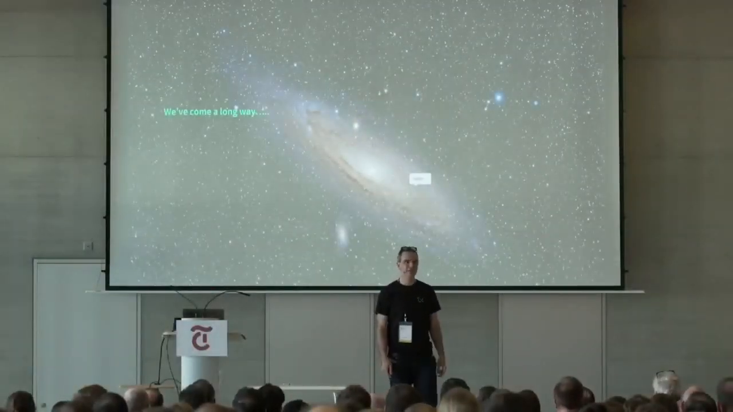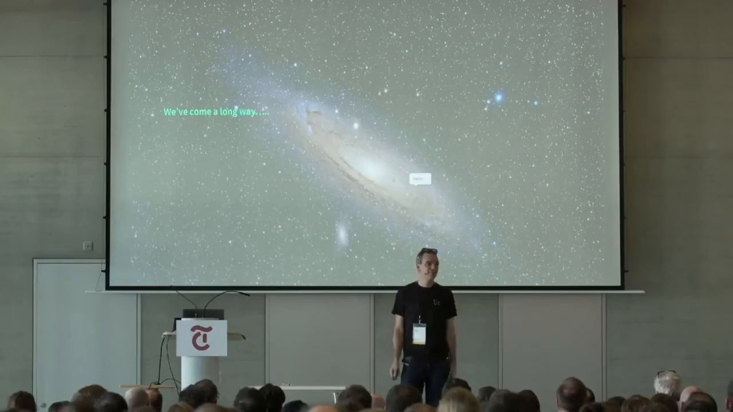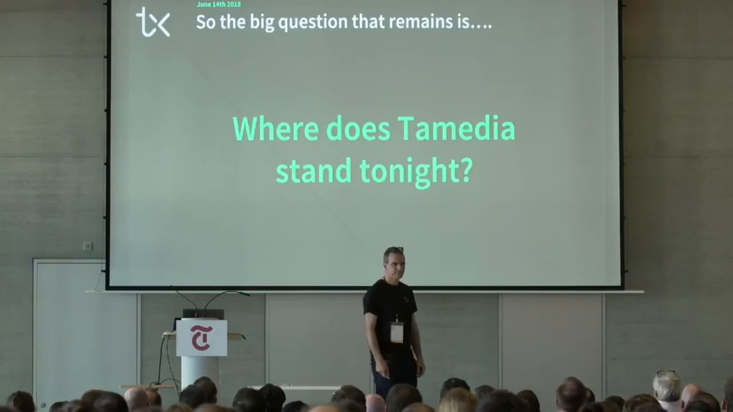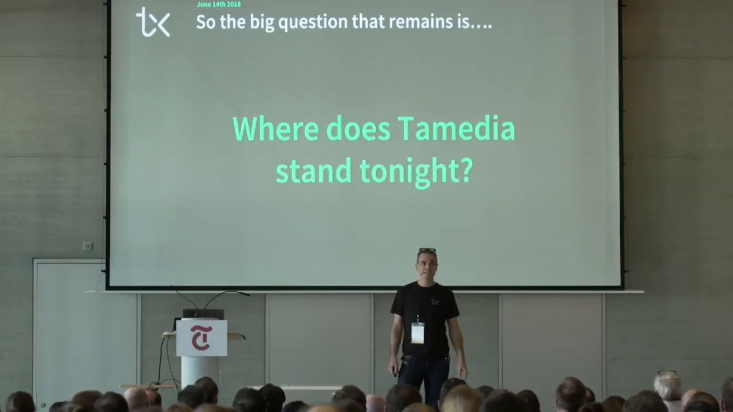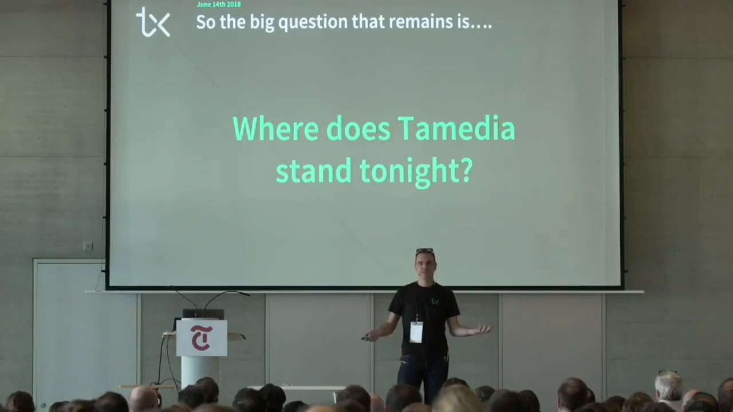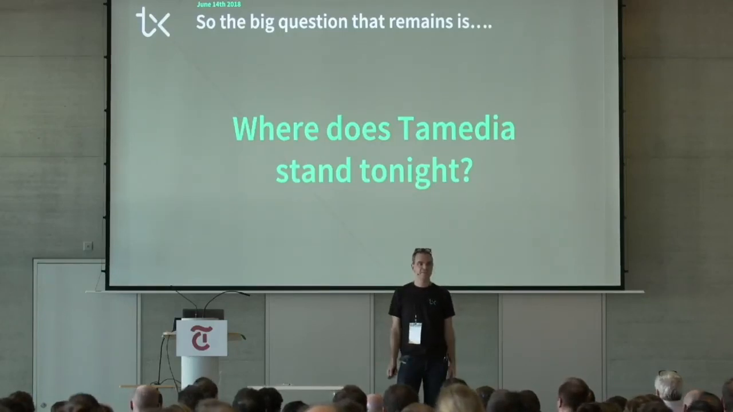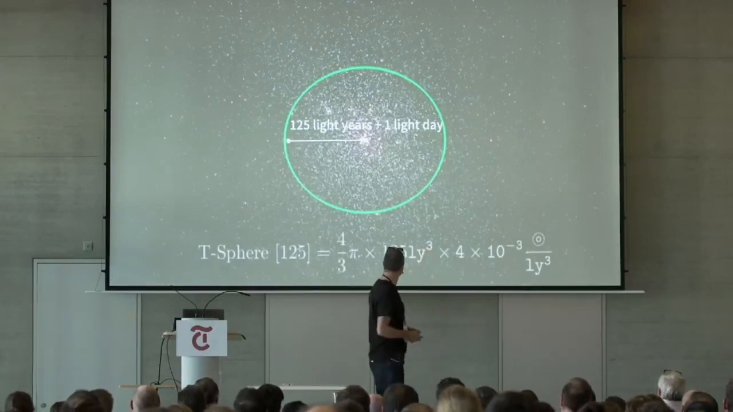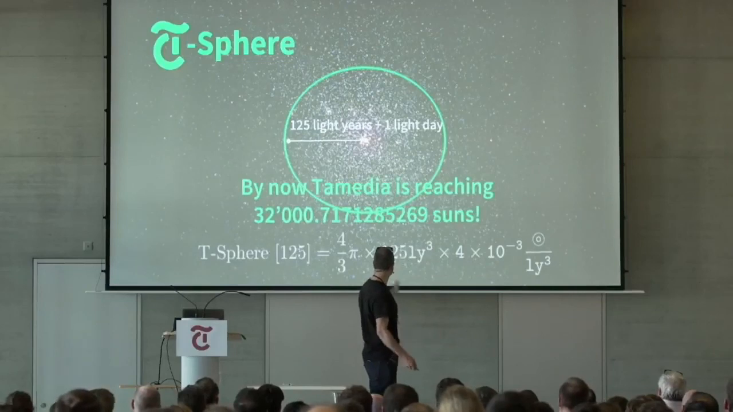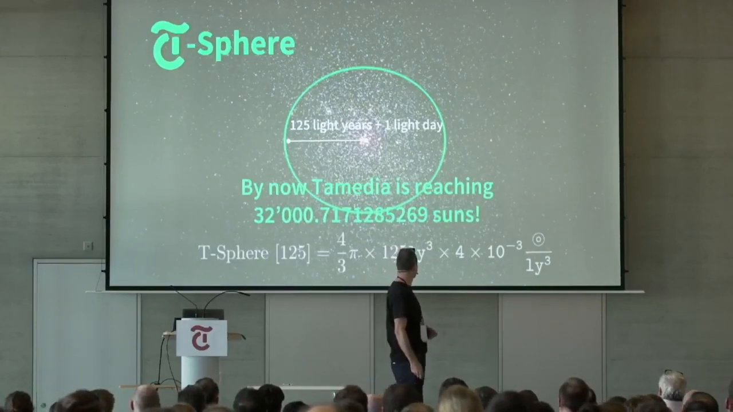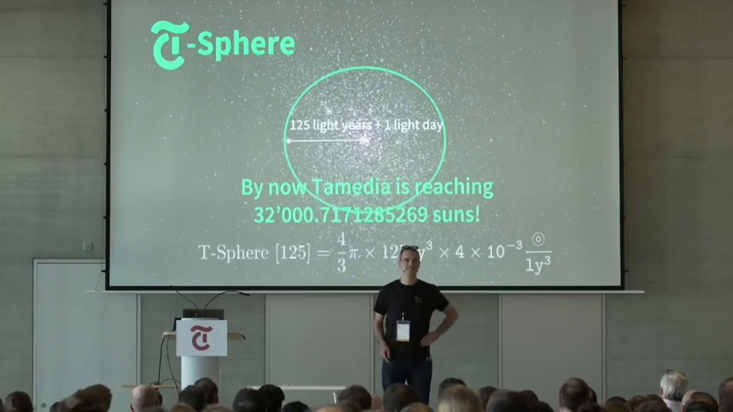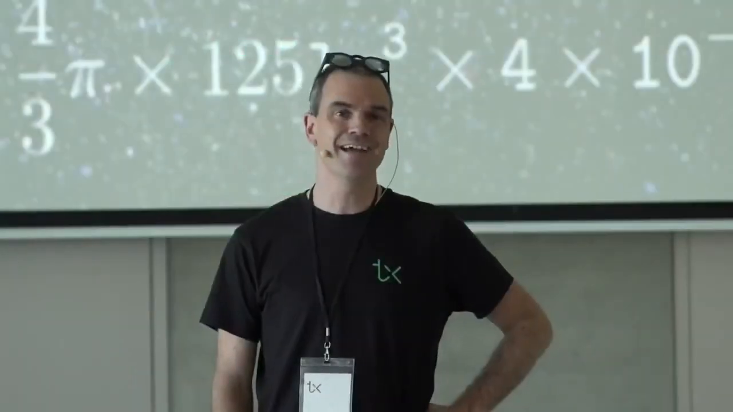So we've come a long way. What happened during today? I asked myself, where does Tamedia stand tonight? During the course of the last 8 hours, we gained 0.7 sons to our reach. So by now, we have a reach of 32,000 sons. .71712852269. So that's something to celebrate. Thanks a lot for joining and have a great evening.